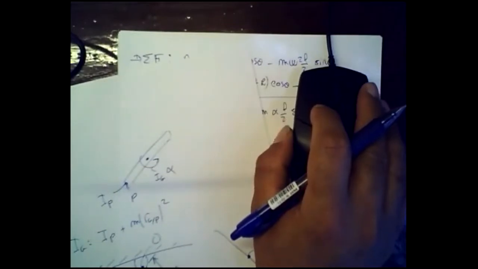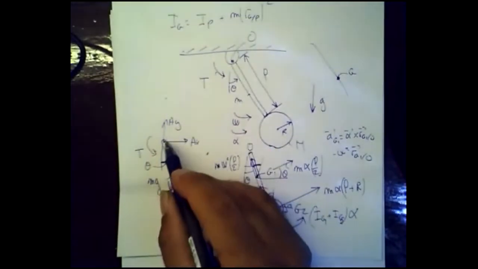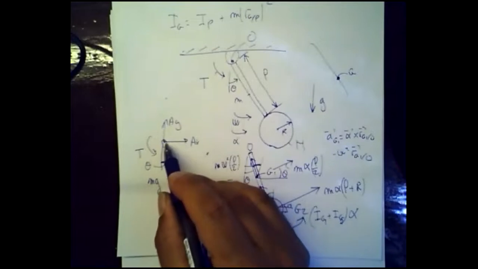I can take the moment about any point, not just O. Yes, exactly. About any point, and then the results will always be correct. You can sum it about this point if you want, or this point. It doesn't really matter. So here we're just choosing the best point, where more forces become zero, where there are the most forces.